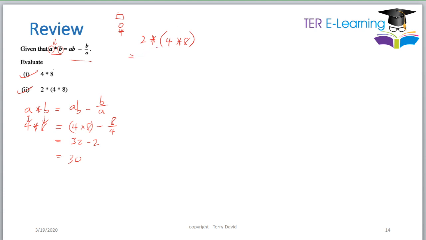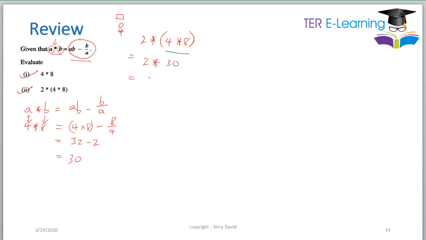Now what we have to do here, we need to work out the bracket first, which is 4 star 8. But here's the thing, you already worked out 4 star 8 in part 1. So what the question is really asking you to work out is 2 star the answer you got before, which is 30. Now we're going to use the same expression here, AB minus B over A.